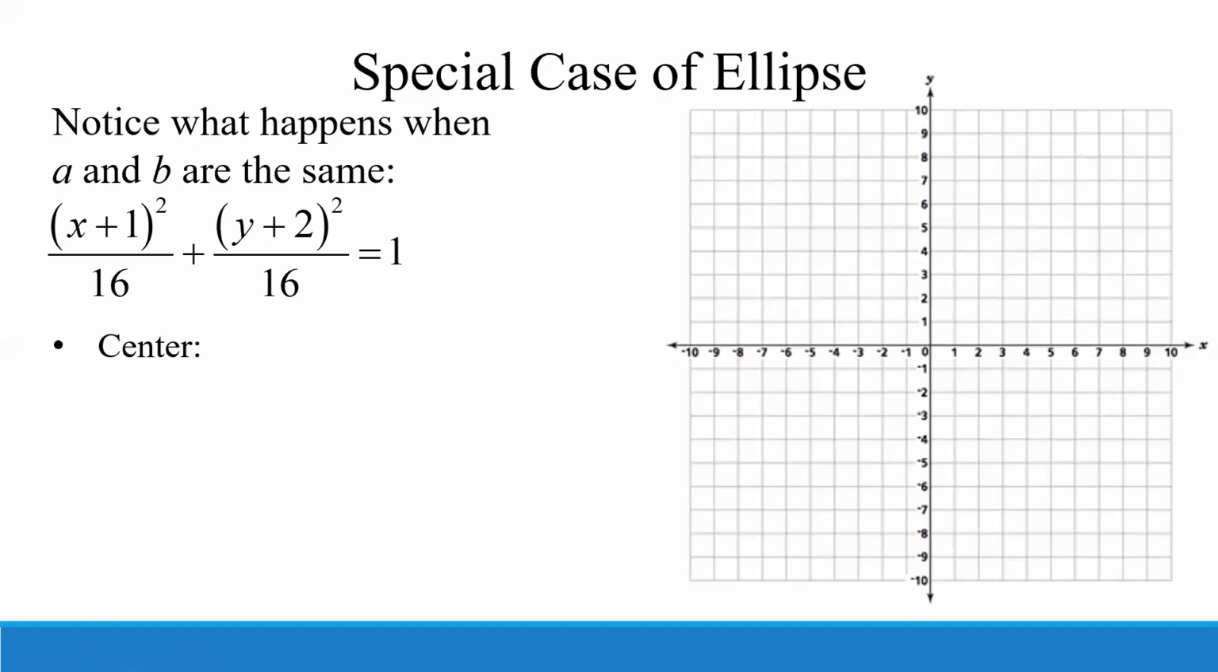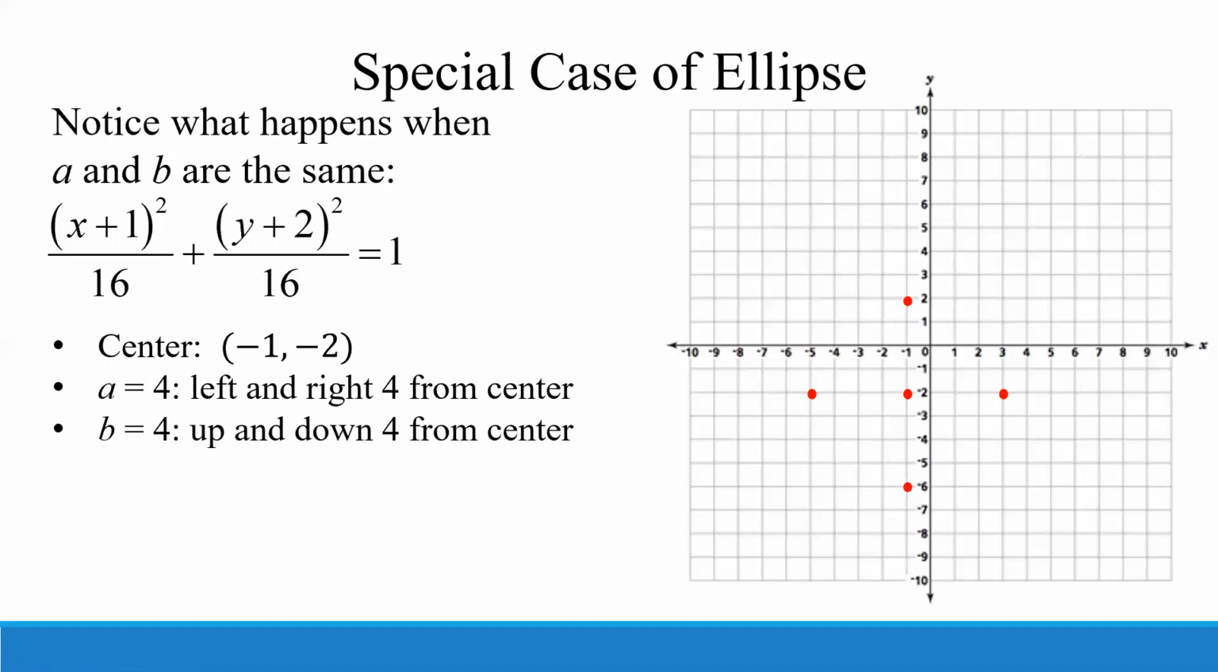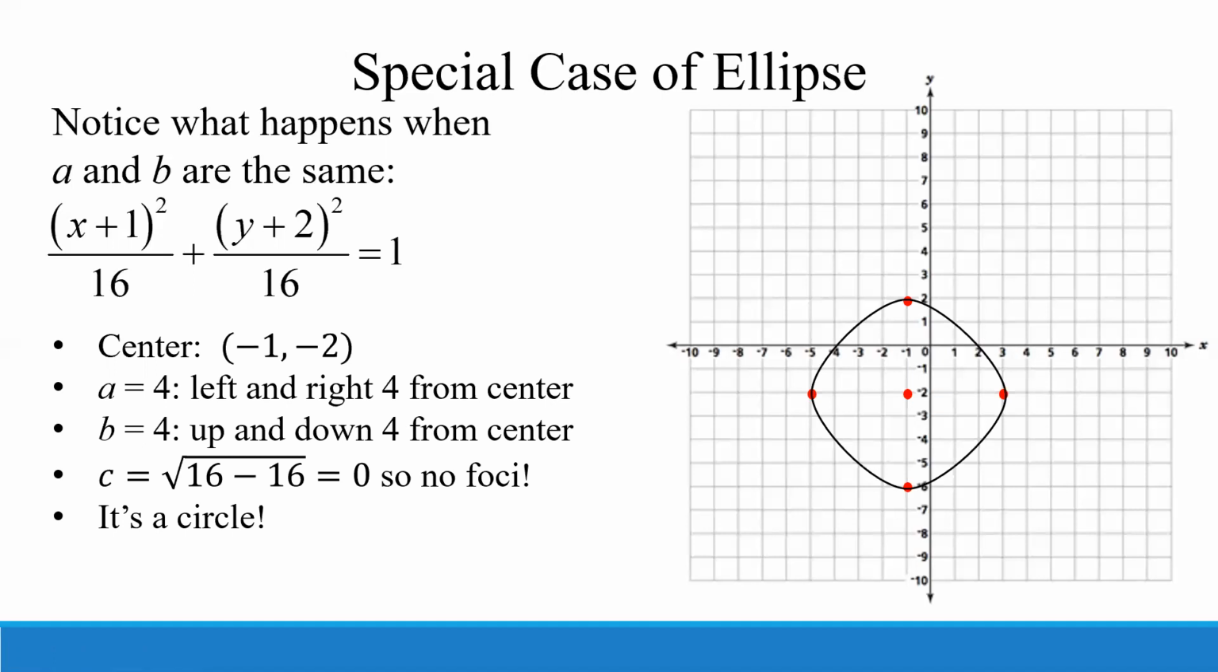So if A and B are the same thing, we can do this kind of the same way. In this case, my center is going to be (-1, -2). My A and the B are the same thing. So A, going left and right 4, B going up and down 4. So that's going to be what that is. Notice even if you try to find C, it's just 0. So that just tells you there's no focus points. There's a circle, and that's it.